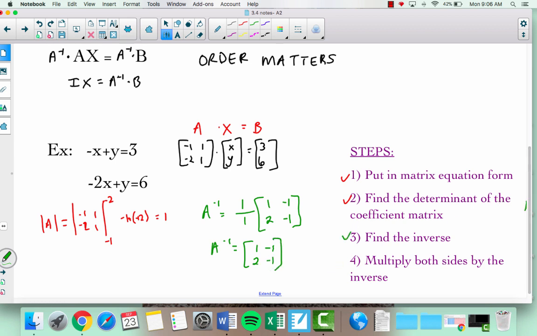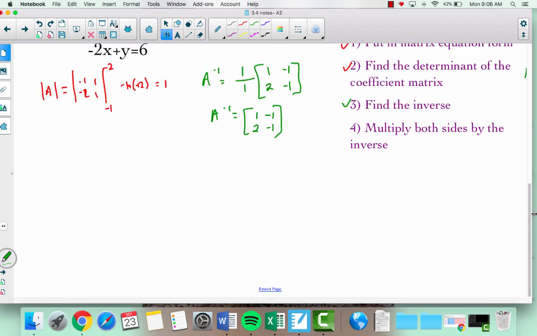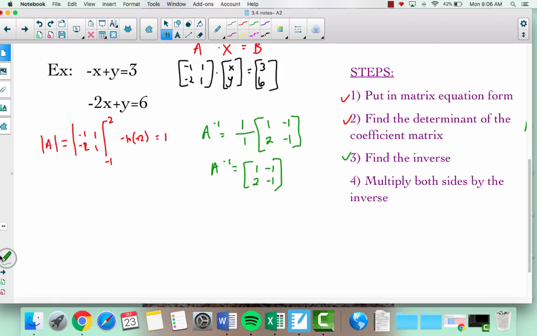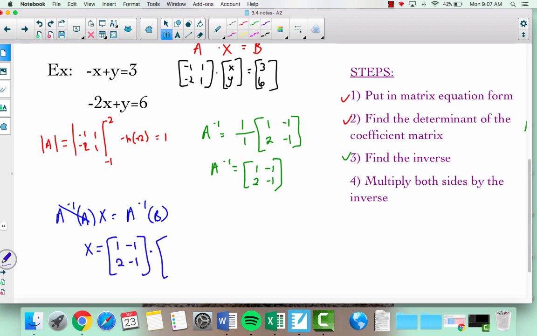And then step 4 is to multiply both sides by the inverse. So when I multiply here, I'll do that in blue. Remember that I'm going to multiply both sides by A inverse, and when I do that, this is the general form that it's going to look like. These on the left side should cancel out, and I'm going to be left with my variable matrix equal to my inverse times my constant matrix, or times 3, 6.